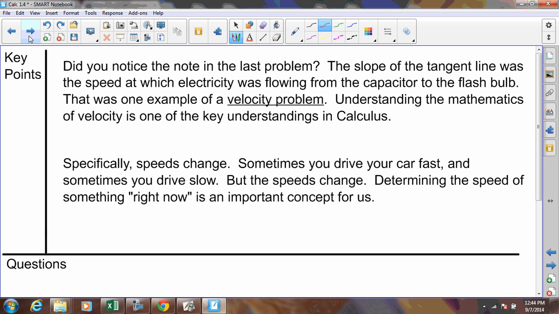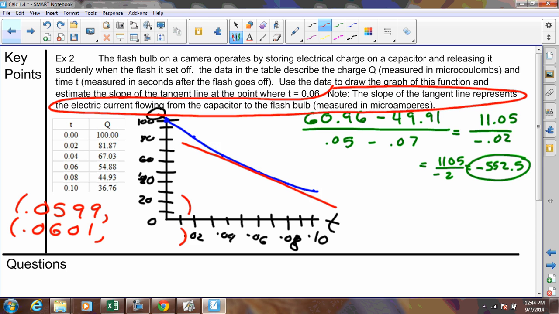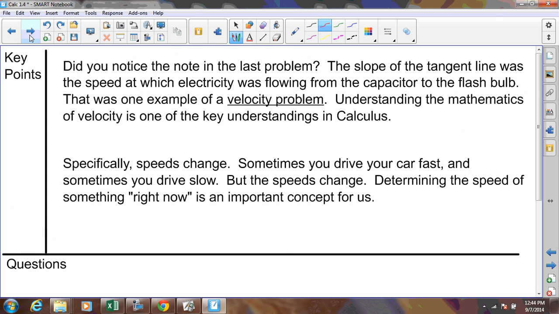Did you notice the note in the last problem? Written right here. I didn't take the time to read it. But the slope represents the electric current that flows from the capacitor to the flash bulb. That's an example of a velocity problem. That problem was talking about how fast the capacitor can send the electric to the bulb.